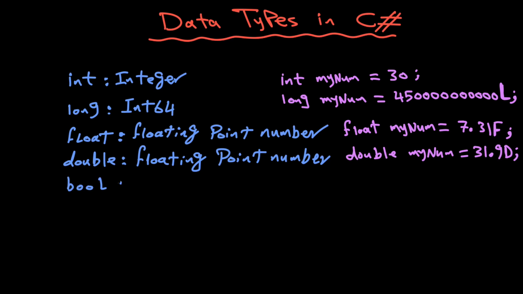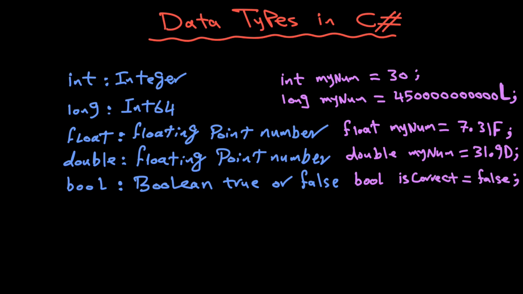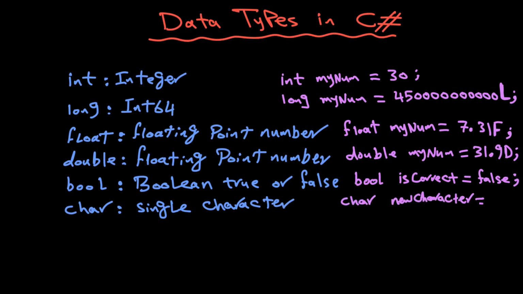The next data type we are going to talk about is bool, which refers to boolean, and bool or boolean represents two values only, true or false. This data type is used in comparison operations and also in the test expressions of conditional statements.